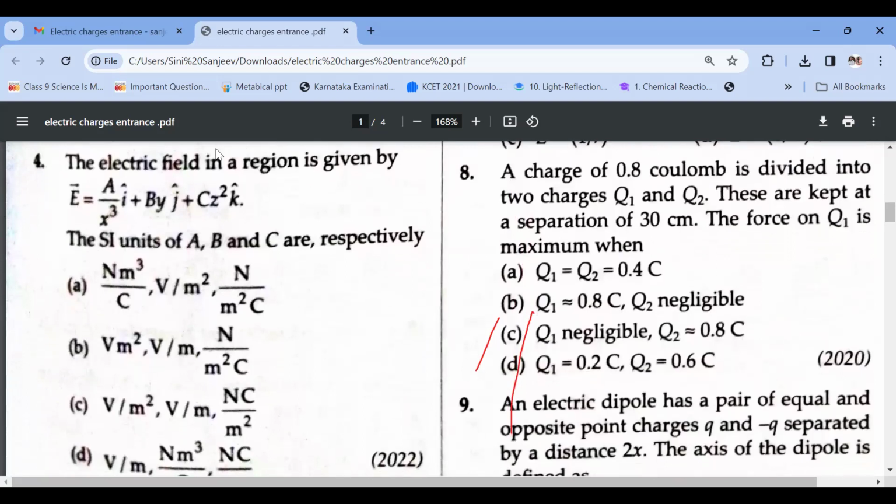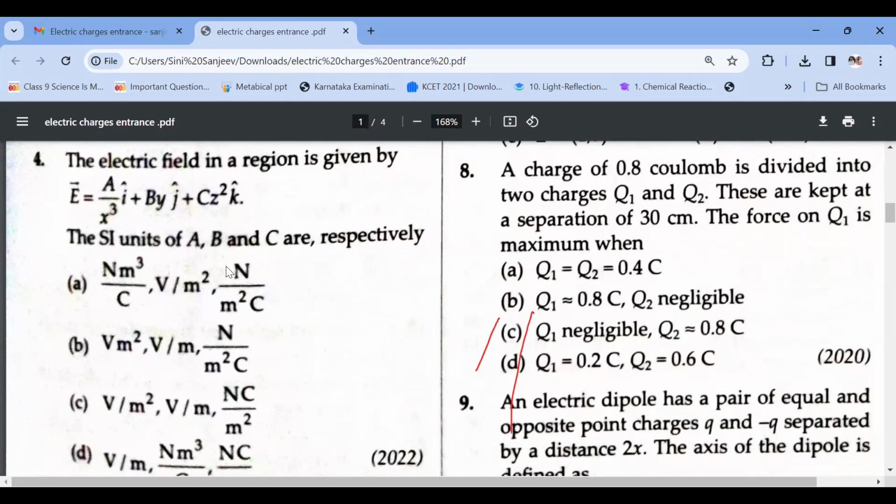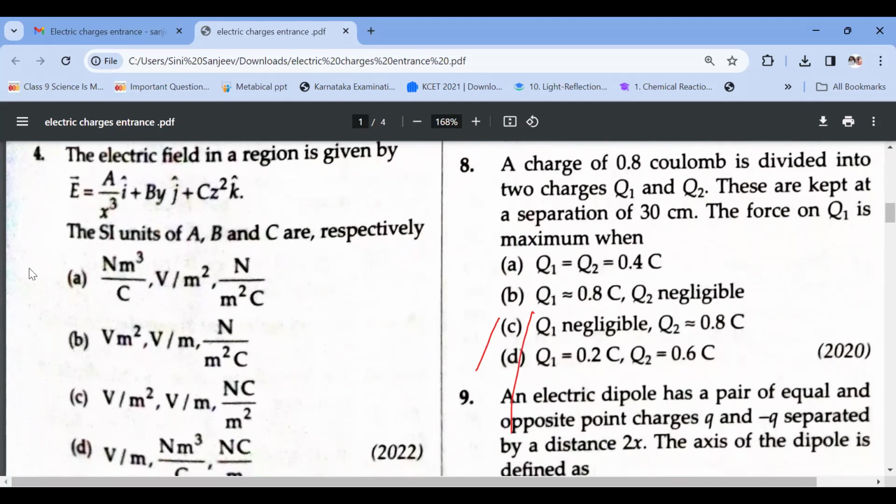The electric field in a region is given by E is equal to A by X cube. So we have to just know what the SI units of A, B, and C respectively. Seeing it, the first one is A. A is what? Newton meter cube by Coulomb. Second one is V meter square, V per meter square, V by M. So just only find out one variable.